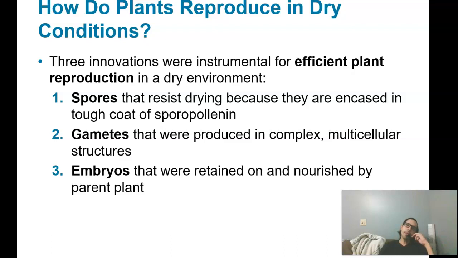The other one is gametes, okay? And then the third one is embryos, because embryos were retained and nourished by the parent plant.